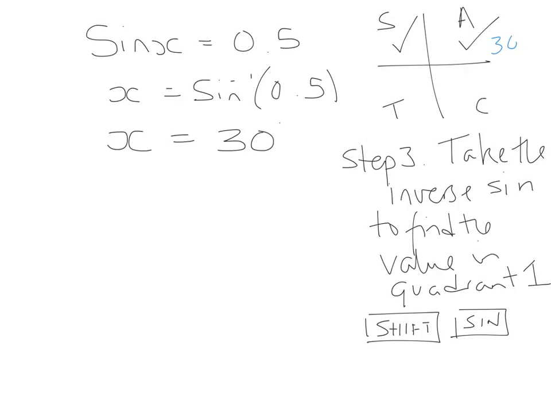Now we're also looking for our second related angle, and remember from the last video, which was on related angles, to find the value in the second quadrant we have to do 180 minus our x value, which was 30. So step 4, find the related angle.